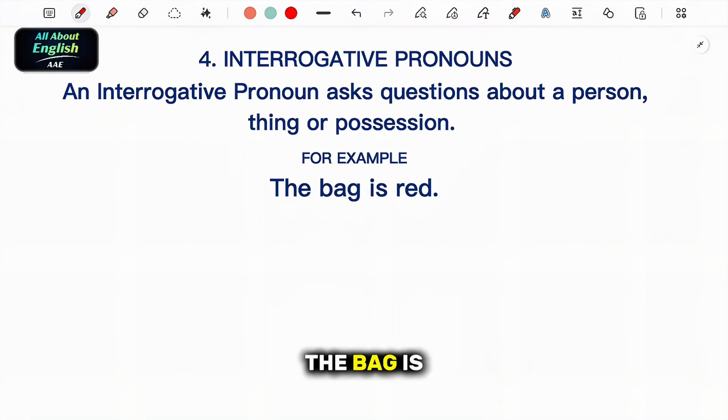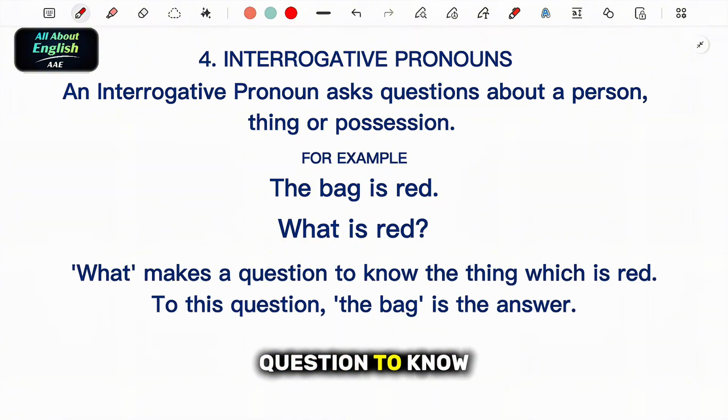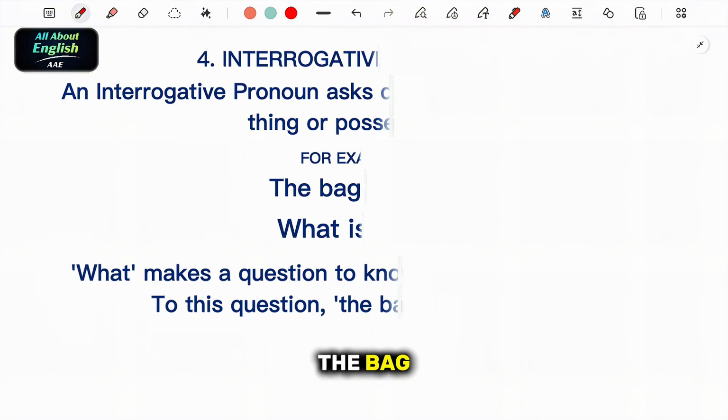The bag is red. What is red? Here, what makes a question to know the thing which is red. And to this question, the bag is the answer. So what is an interrogative pronoun replacing the noun the bag.